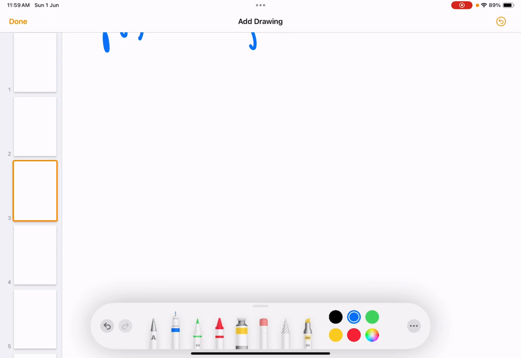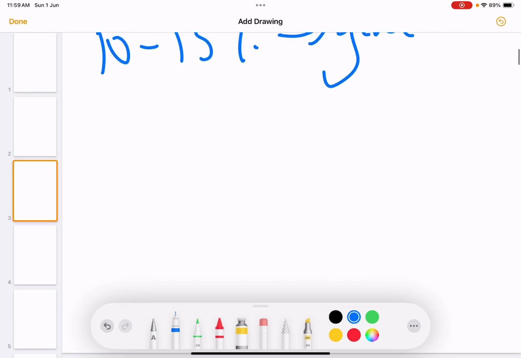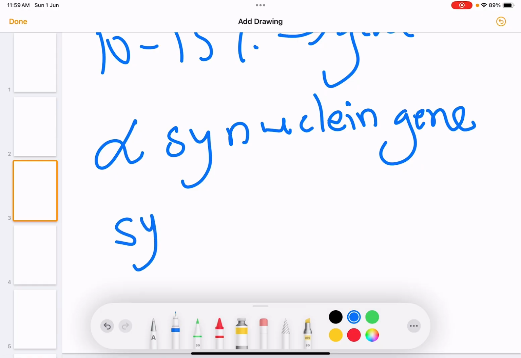Now around 10 to 15% of Parkinson's disease is said to have a genetic basis. So there can be a mutation in alpha synuclein gene. There can be either a mutation in this gene, or there can be duplication or triplication of normal alpha synuclein gene. So Parkinson's is a type of synucleinopathy.